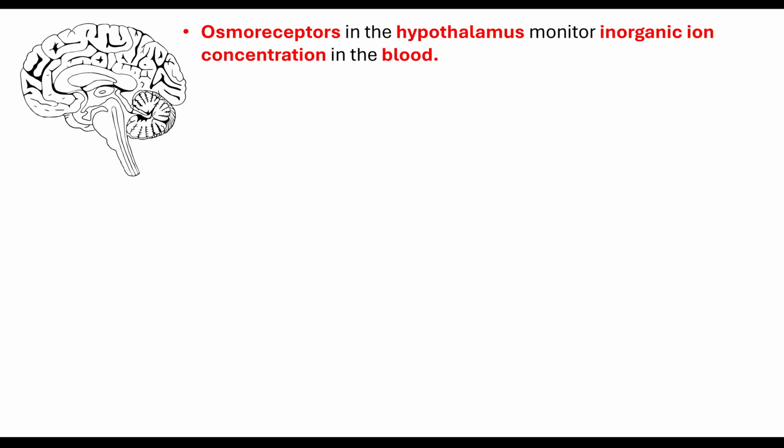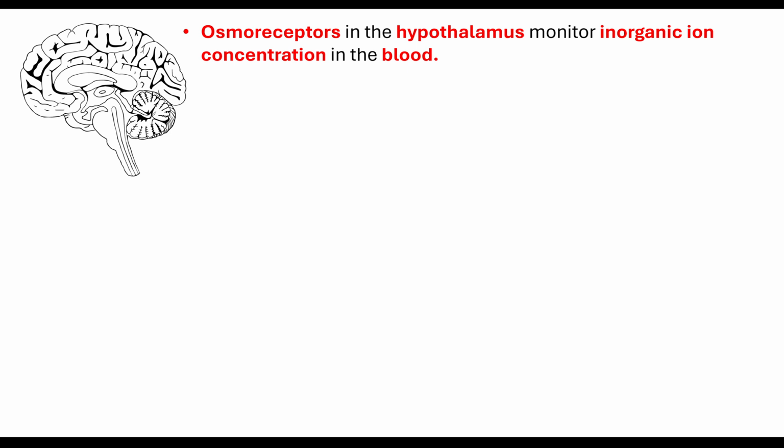So osmoreceptors are found in the hypothalamus, and what they do is they monitor the inorganic ion concentration in the blood. So remember, your blood plasma is actually made up of water with lots of dissolved substances in it. So these inorganic ion concentrations are going to affect the osmotic potential. So this needs to be monitored.